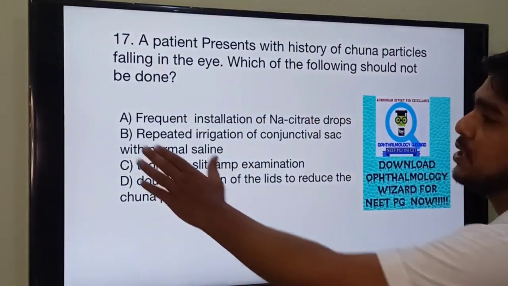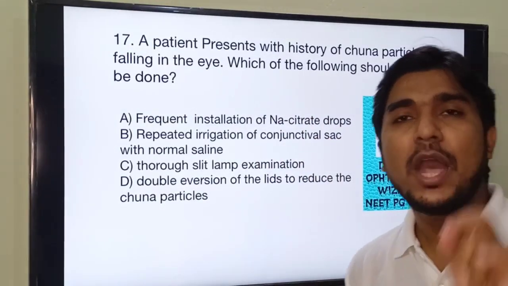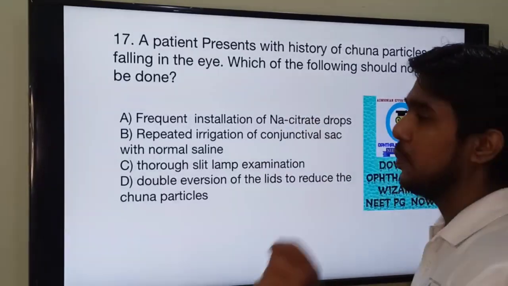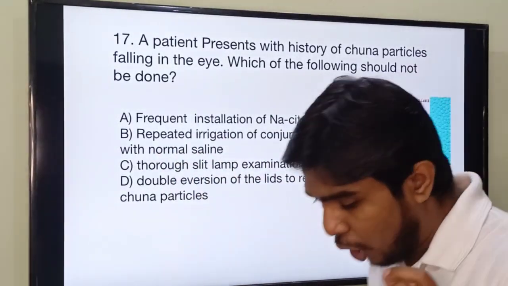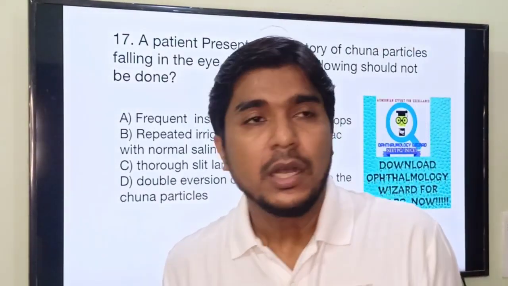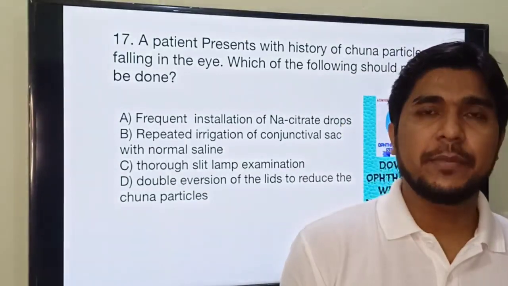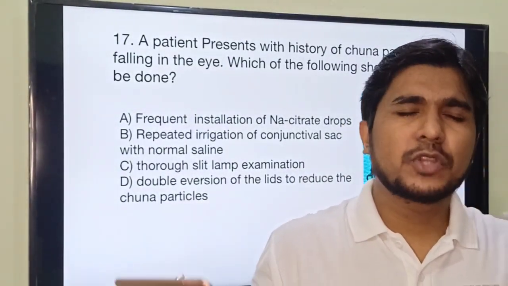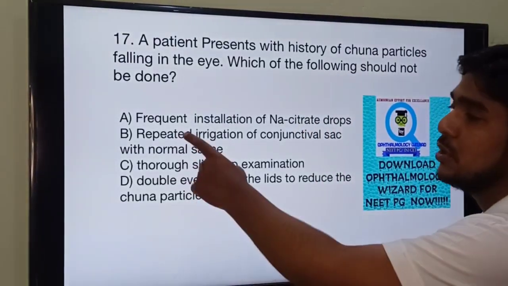Now coming to the options. Frequent instillation of sodium citrate drops. This is very important. You have to start this frequently. So this is the right option. Repeated irrigation of the conjunctival sac with normal saline. Option B is very right. Why? Whenever you get a chemical injury, you do thorough washing of the eye. That's very important. So this is also right.